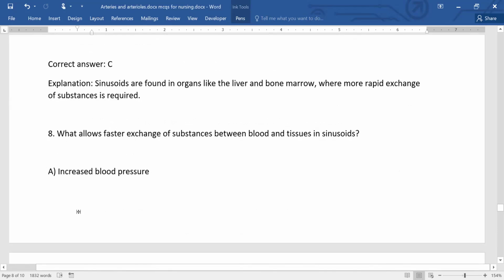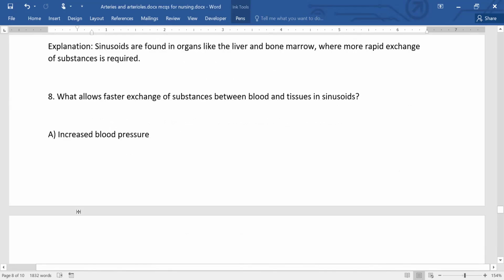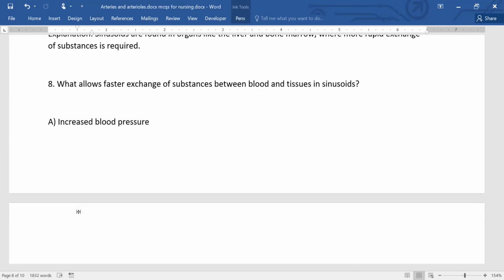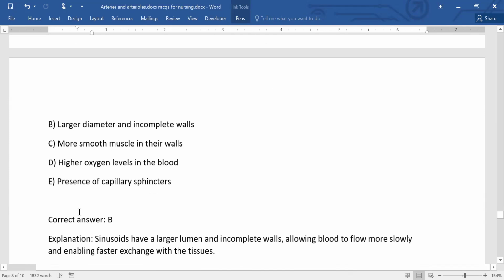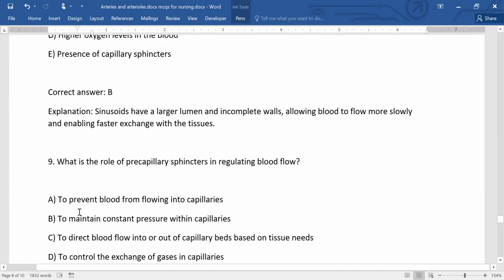What allows faster exchange of substances between blood and tissues in the body? Increased blood pressure, larger diameter incomplete wall, more smooth muscle in their wall, higher oxygen level in the blood, presence of precapillary sphincters. So sinusoids have a larger lumen and incomplete wall, allowing blood to flow more slowly and enabling faster exchange with the tissue.